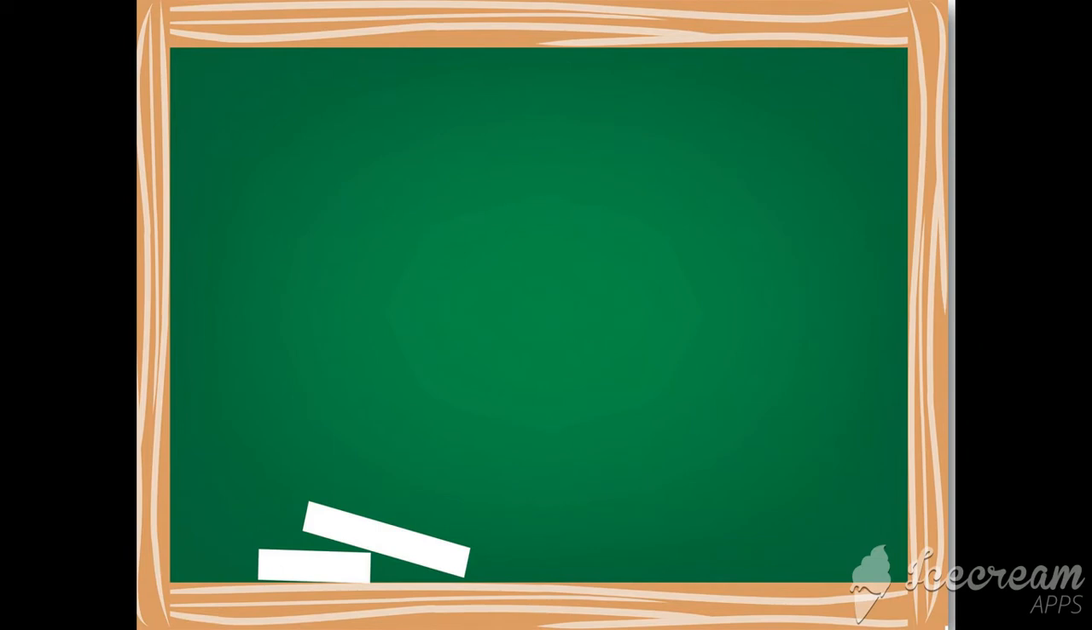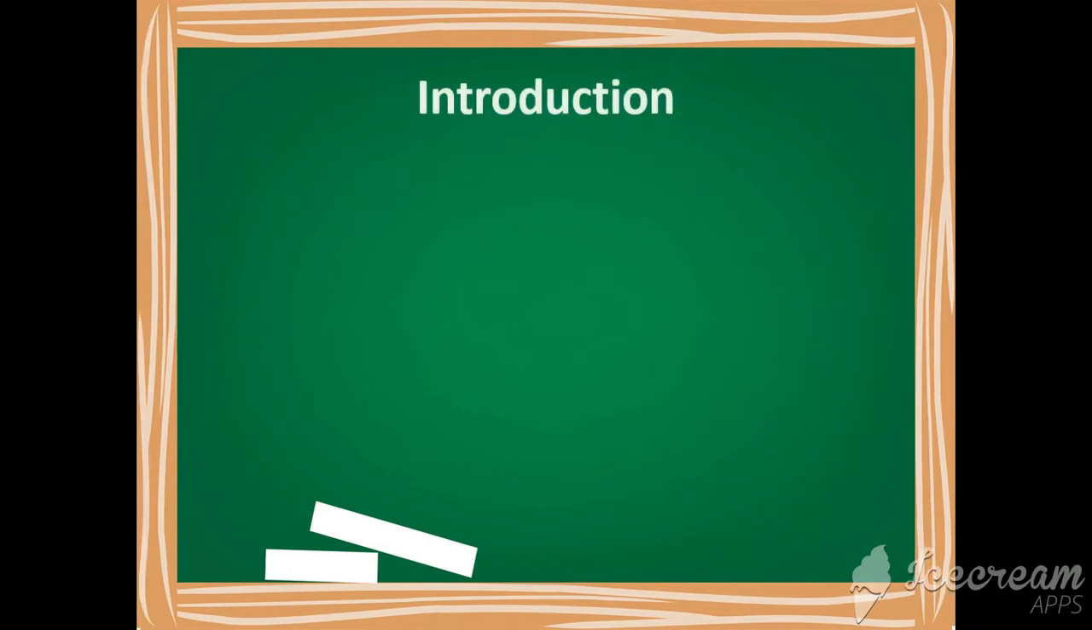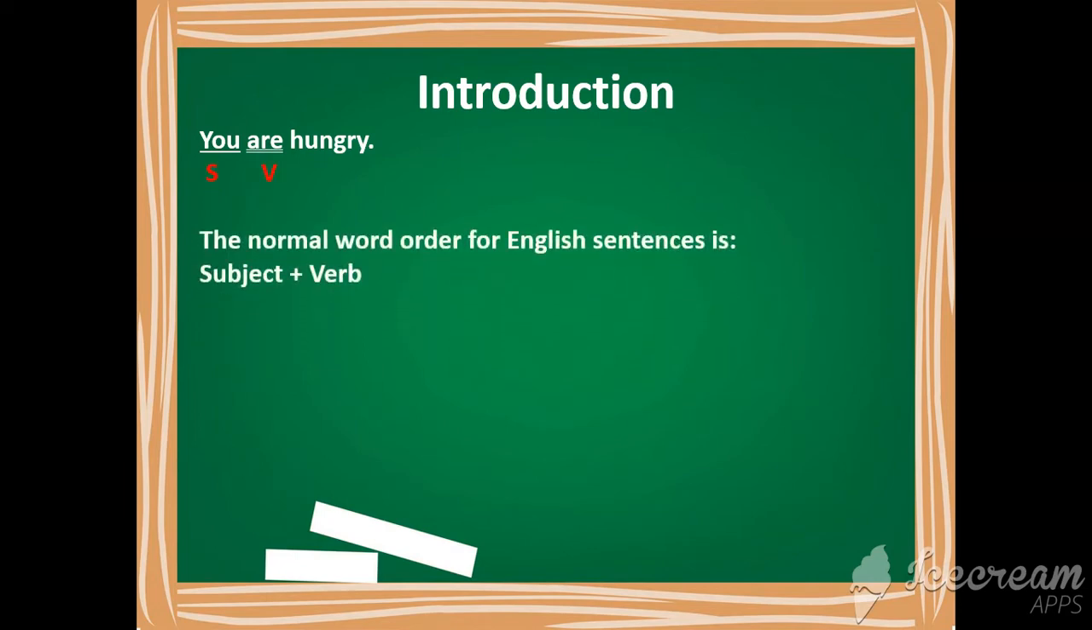Our lesson today is about inversion. Alright, first let's take a look at the word order in English sentences in normal cases. You are hungry. You see here, you, the subject, is followed by the verb are. So this is the normal word order for English sentences, subject followed by a verb.